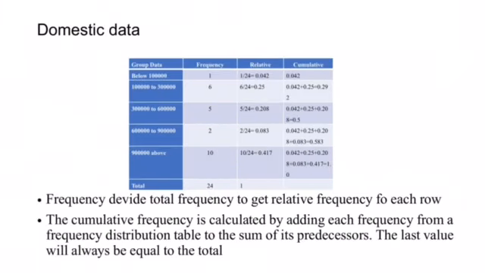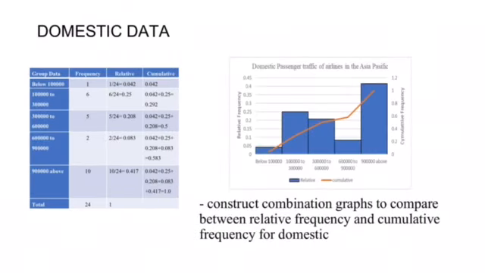For domestic data, to get the relative frequency, divide each frequency by the total frequency, for each row. For example 0.042, and here I take 3 decimal points, and so on for every row. The cumulative frequency is calculated by adding each frequency from the frequency distribution table to the sum of the preceding ones. After that, construct a combination graph to compare relative frequency and cumulative frequency for domestic data.